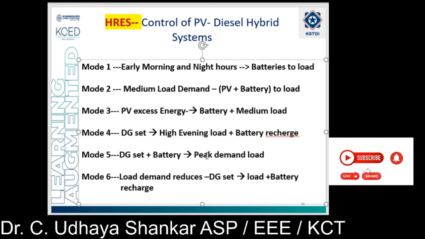But after that you can see that the PV will be reduced because of low sunshine, and since the load demand is also reducing, the DG set alone can be switched on to meet the load, as well as charge the battery, because the PV will be switched off completely after 6 p.m. and hence the battery will come to support in order to meet the load demand. So these are all the 6 different modes of operation of the PV diesel hybrid system.